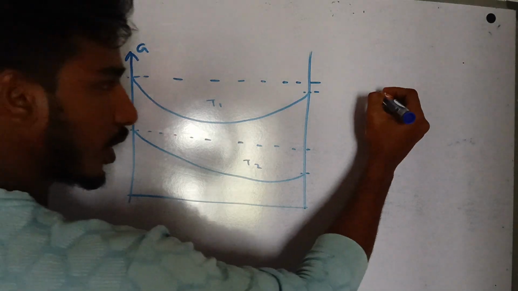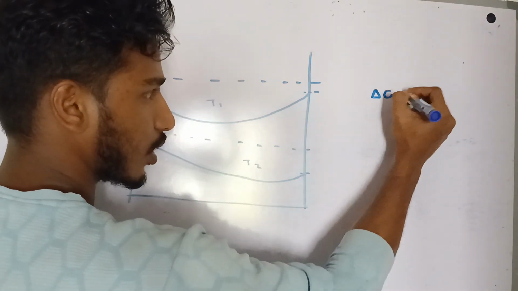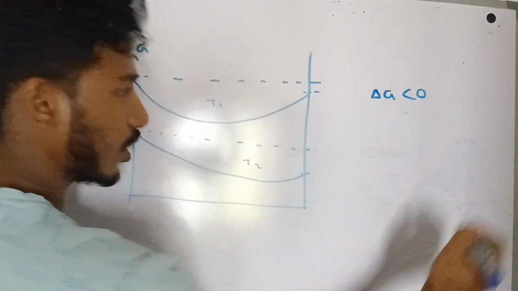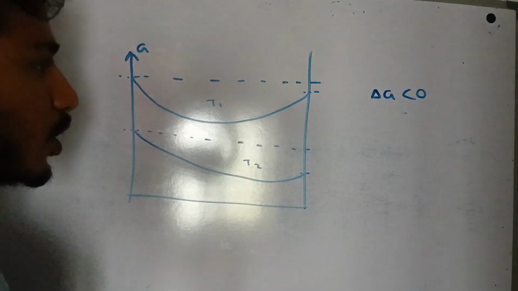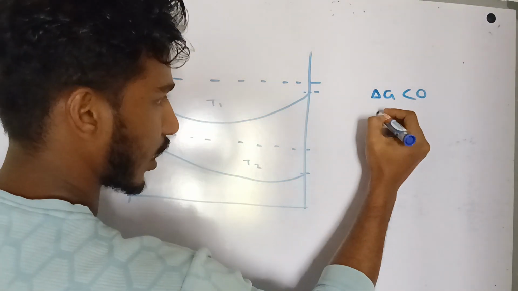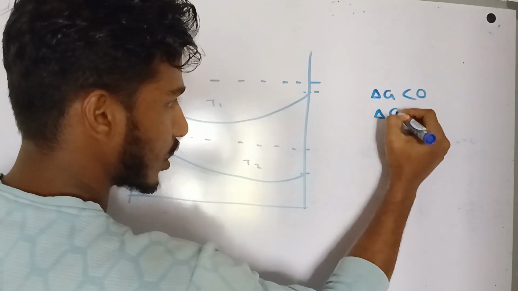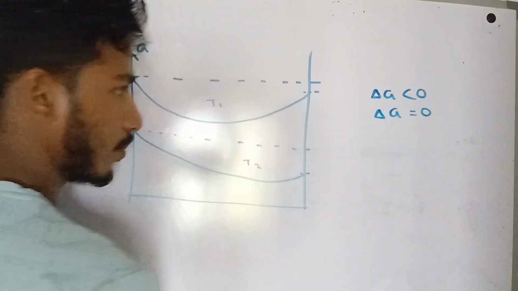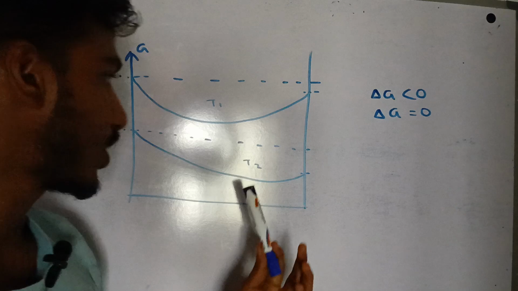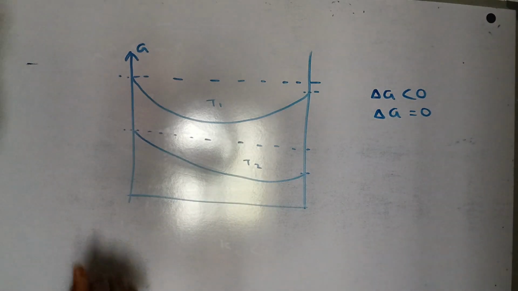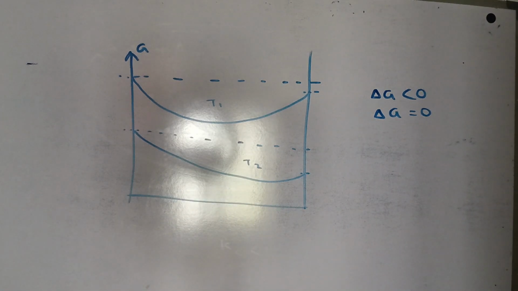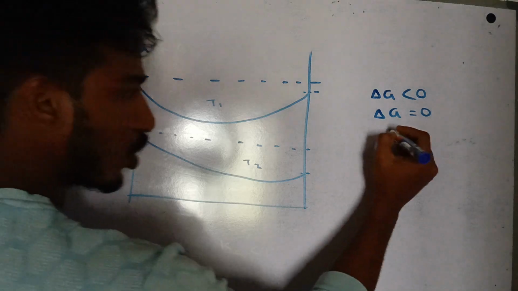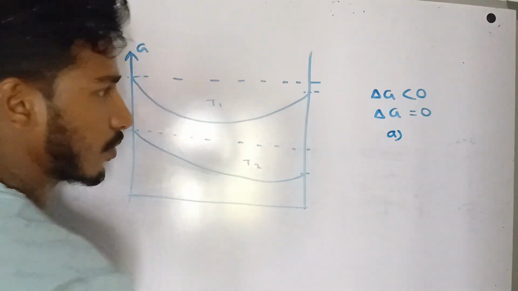So we already know that when the Gibbs energy change is negative, it's a feasible reaction. When it is positive, it's a non-spontaneous reaction. And when the delta G is equal to 0, it is at equilibrium. So if you look at that, this is a statement MCQ. So you should understand, they are actually asking about the equilibrium constant in statement A.